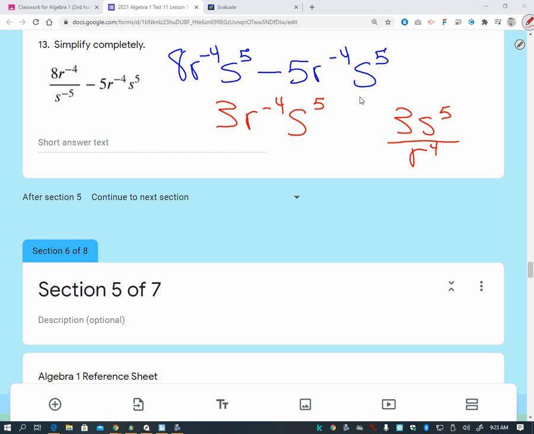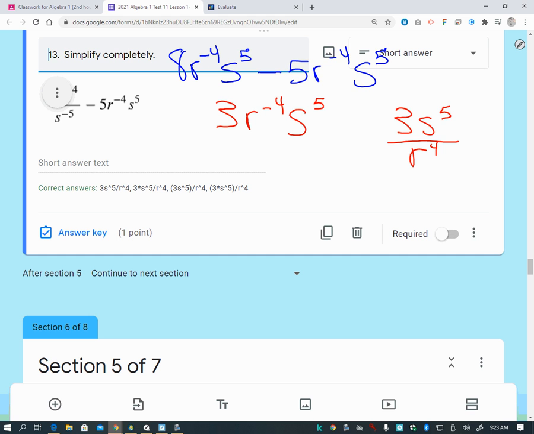So let's see what our possible answers are on this. So we've got 3s to the 5th over r to the 4th, 3 times s to the 5th over r to the 4th. We could put that in parentheses, right? But here we want positive exponents on a question like this. So we want to keep all our exponents positive. Class, how do we want our exponents? How do we get positive exponents out of negative exponents? Okay, so we got a couple of different answers here. Move it across the division bar. Could that mean taking it up from the bottom? Could that mean moving it from the top to the bottom? Okay, all right.